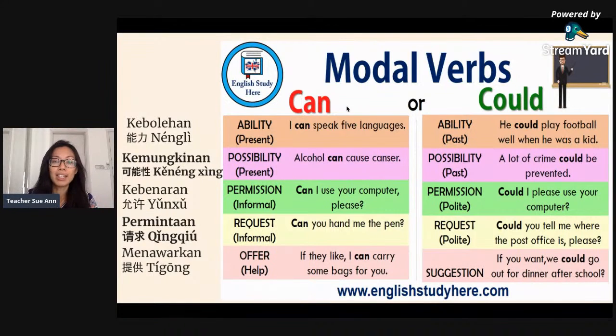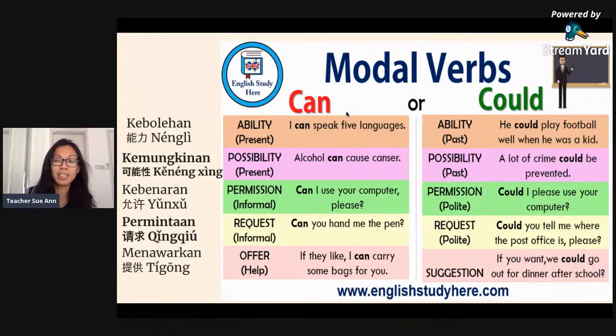Okay, can, in terms of kebolehan and ability: I can speak 5 languages. Now I can, right, in the present. But in the past tense: he could play football well when he was a kid. Bila dia dulu masa kecil, dia boleh main football very good, right? So that's how it works.